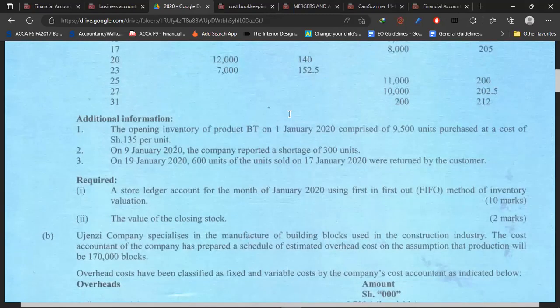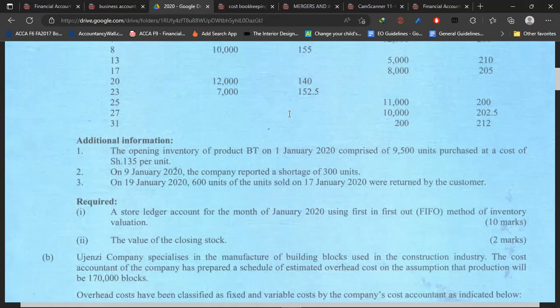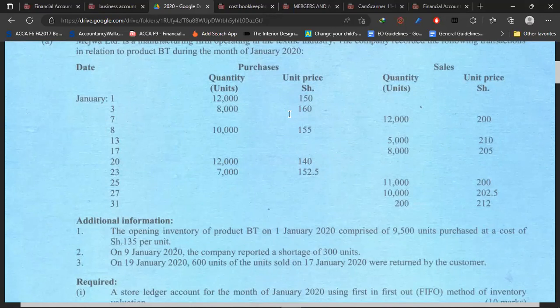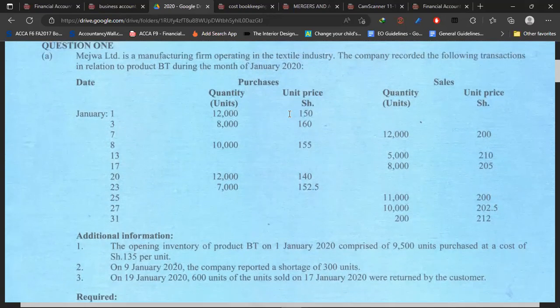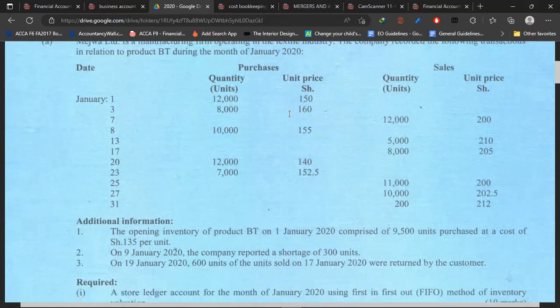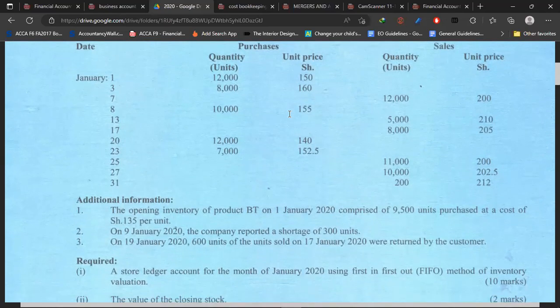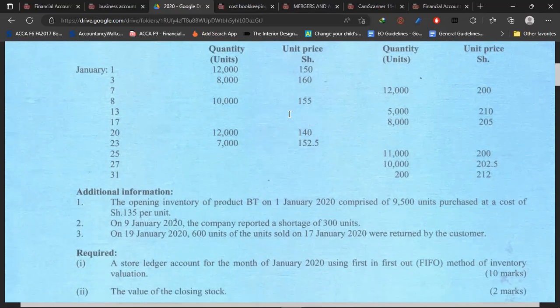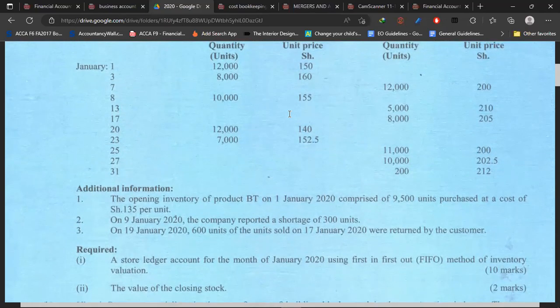Now, it is good when we have this question. It is also for FIFO, but I'm going to be using LIFO to do it. I'm expecting that we are going to understand it well. Now, we are being told to prepare a stores account for the month of January 2020 using the first in first out method of inventory valuation.